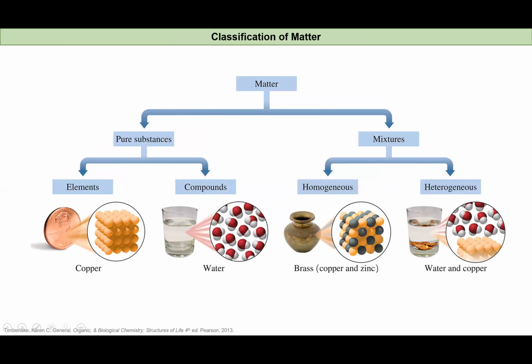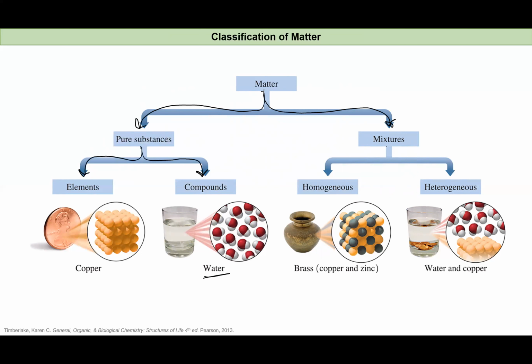So here we can classify everything into one chart. Within matter, we can classify it as either a pure substance or a mixture. Within our categories of pure substances, we have either something that's just a pure element or something that'll be a pure compound. So it'll be one chemical combination of atoms. Here's an example of water.